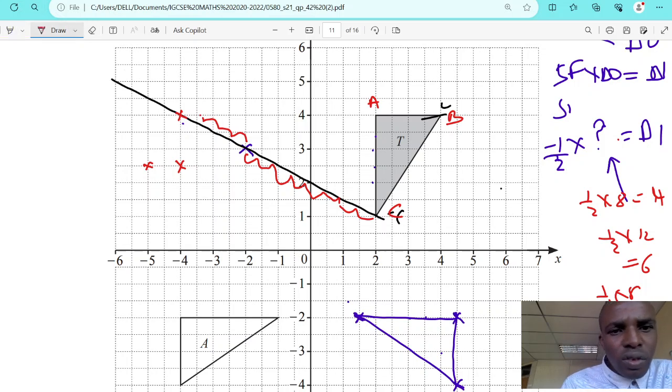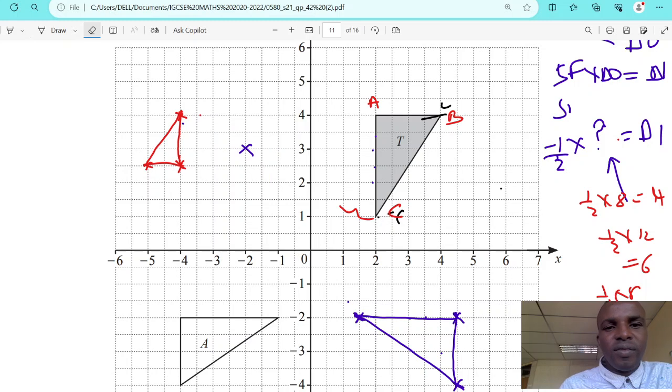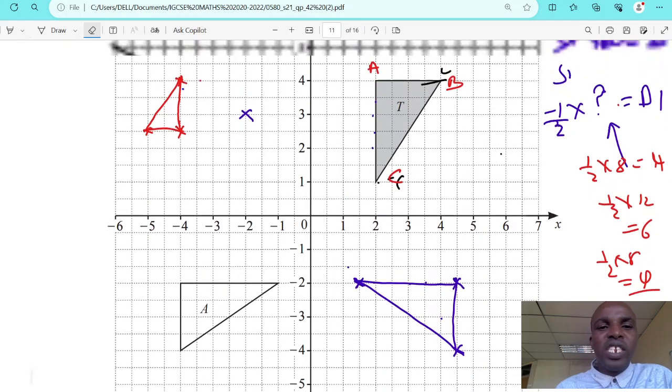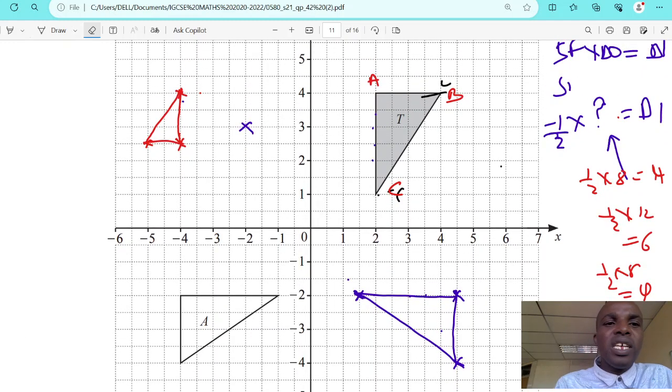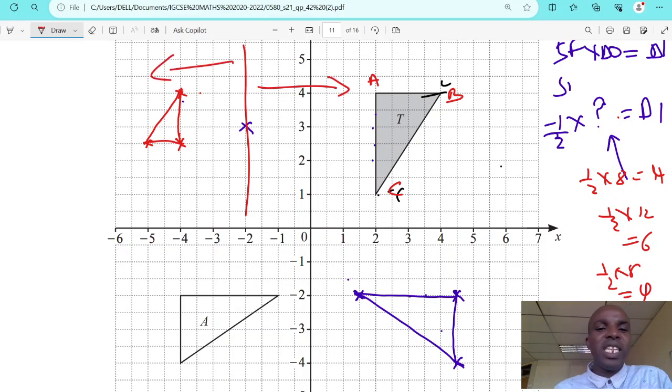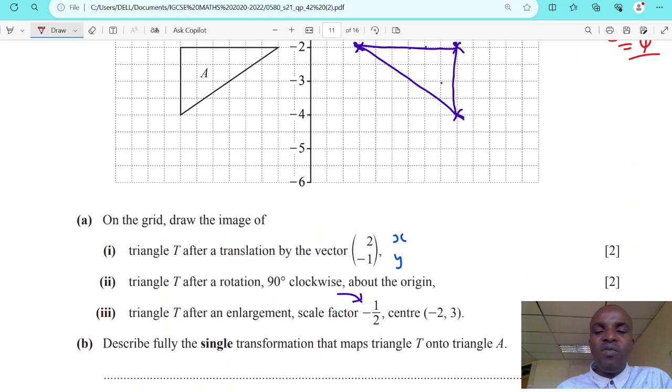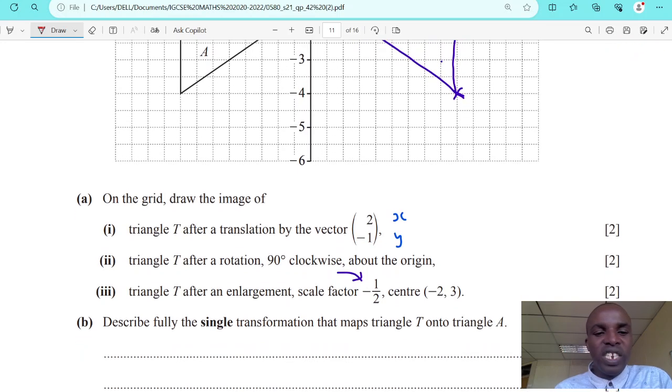So that's the triangle, then done. That's the image after enlargement scale factor 2. So a negative scale factor means the image is on the opposite side of the center, like this one: original, then opposite side of the center. That's the way the image is. That's the scale factor negative half, or negative scale factor.